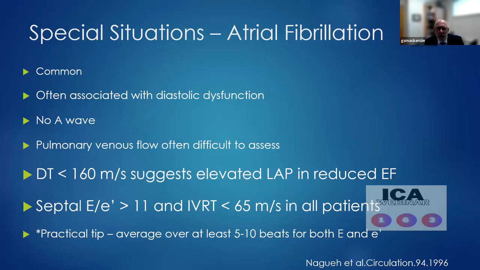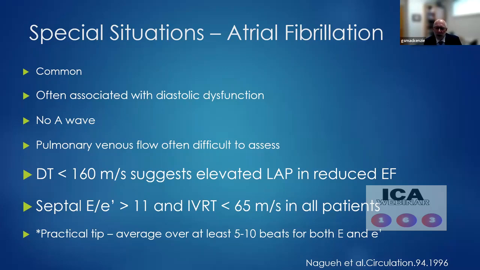If you have a reduced ejection fraction and your deceleration time is less than 160 milliseconds in patients with atrial fibrillation, that suggests elevated left atrial pressure. In other patients, certainly those with normal EFs, you can use the septal E/e', and it's been shown that a septal E/e' of greater than 11 and a short isovolumic relaxation time, less than 65 in this population, has been shown to predict elevated left atrial pressure and point to adverse clinical outcomes.